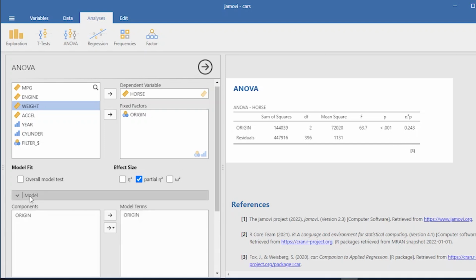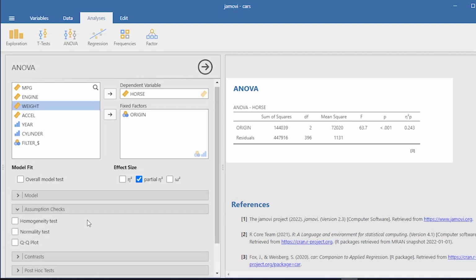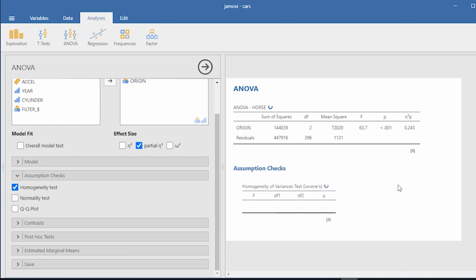But let's check something important about the assumption to make sure we are doing it correctly. You see, this is important.